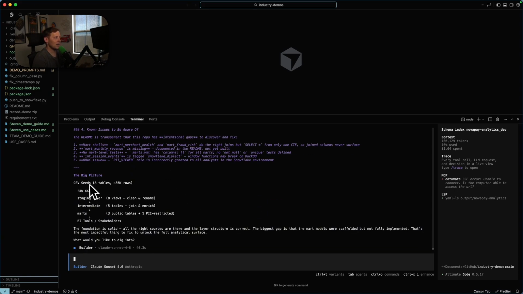And then, of course, the big picture is the full breakdown here of CSV seeds into raw schema, staging layer, intermediate, mart, and then to our BI tools and stakeholders. So, all good stuff there, right?